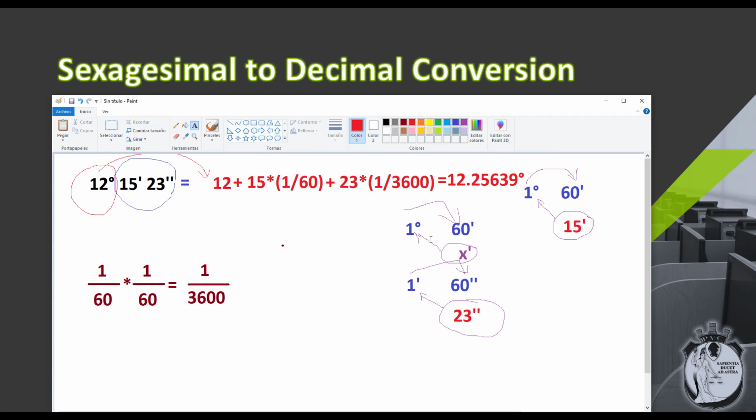So for our conversion, you need to remember that the 60 is the key for the conversion. You need to remember that, only that. So to convert the sexagesimal notation to the decimal, you need to multiply the minutes by 1 divided by 60, and the seconds by 1 divided by 3,600. Yeah.